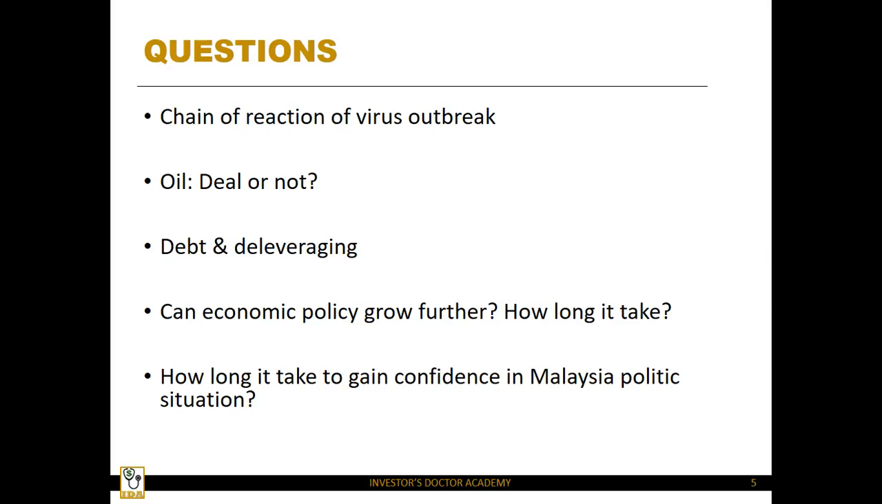Okay, so the last question, which will only happen in Malaysia: how long will it take to gain confidence in the Malaysian political situation? Later I will go to the graph and show you how politics in Malaysia can affect the economy.